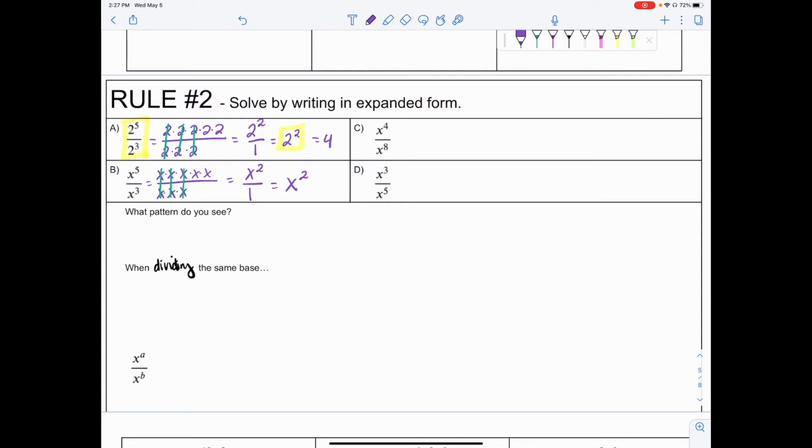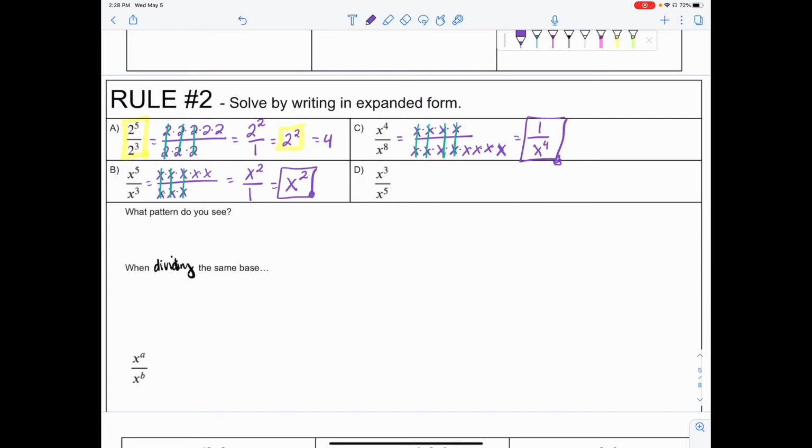For c, if we were to write c out the long way, I have x to the 4th in the numerator. I have x to the 8th in the denominator. And if I start dividing the x's, x divided by x is 1, 1, 1, 1. So in my numerator, I now have 1 times 1 times 1 times 1, which is 1. In the denominator, I have x to the 4th. And 1 over x to the 4th would be my final answer.